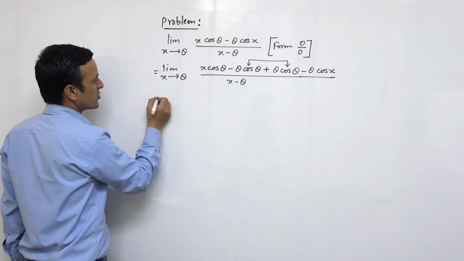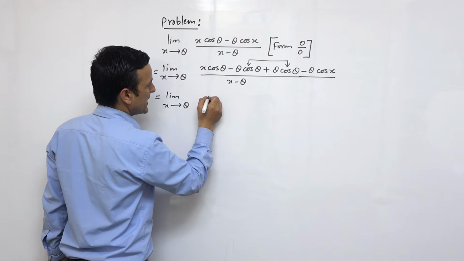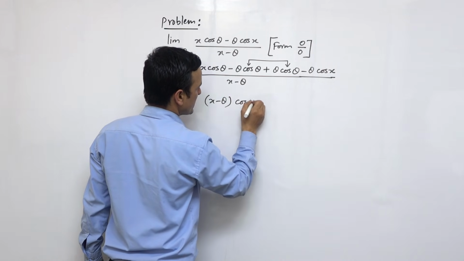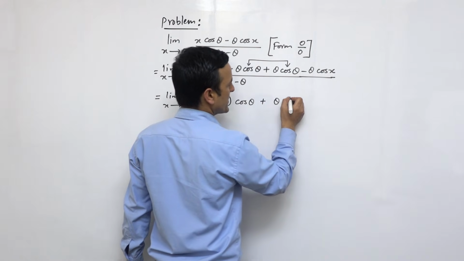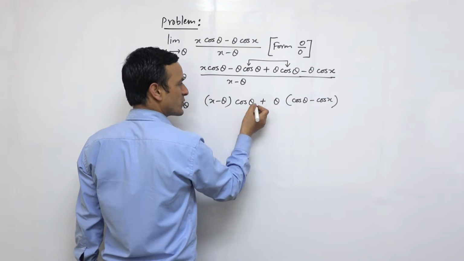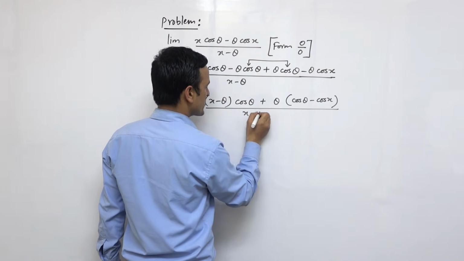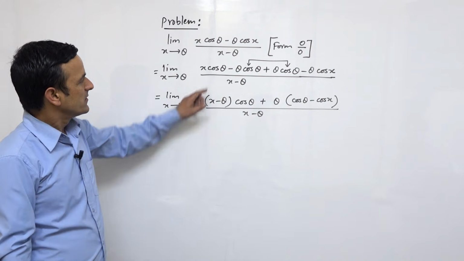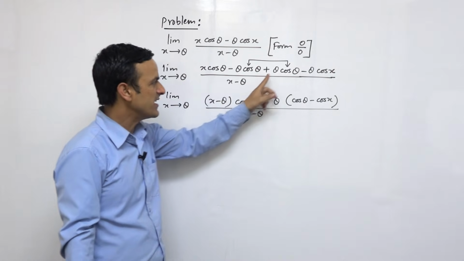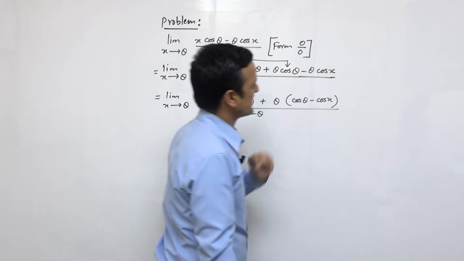So let's see what will be the result. X tends to theta and here is common cos theta, so write down (x minus theta) cos theta, plus here is theta common, so write down (cos theta minus cos x). We can separate this term: (x minus theta) cos theta, that is common, and here is x, here is theta, so x minus theta. If we take the theta common here, then we get cos theta minus cos x.